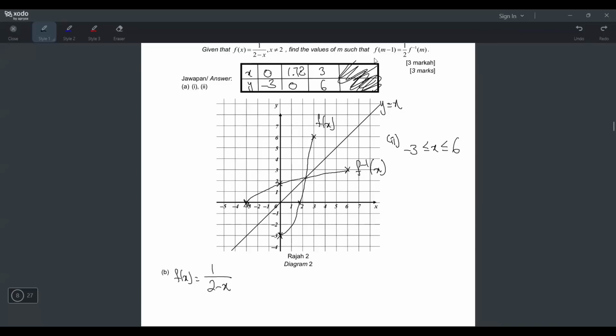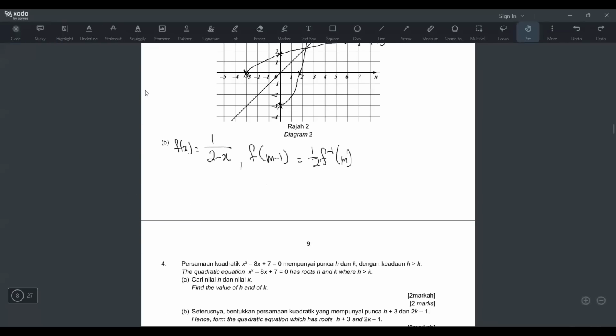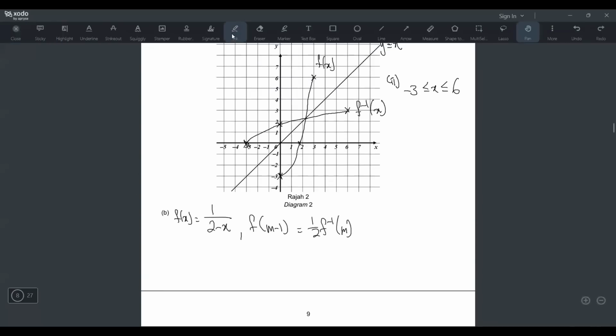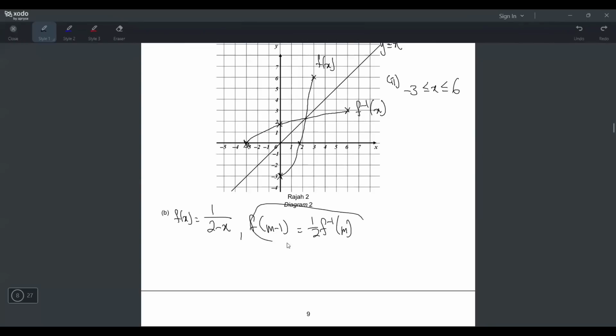Okay, find the values of m such that this one. All right, I think I have to write this down. f(m minus 1) equals 1 over 2 f inverse(m). All right, I can start doing this question now. I know some students will say, oh sir, have to find f inverse x first, because if I don't find f inverse, I cannot substitute into here, right? But actually no need. You can find f inverse also, right?